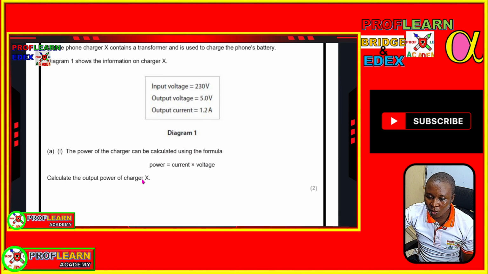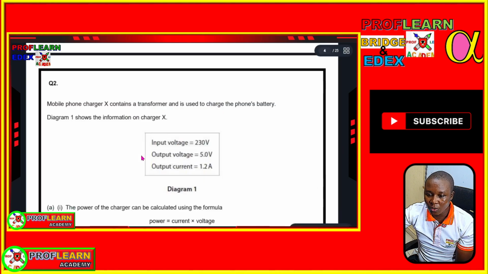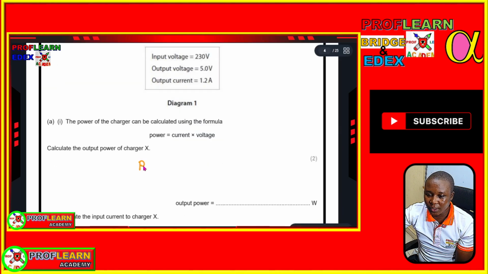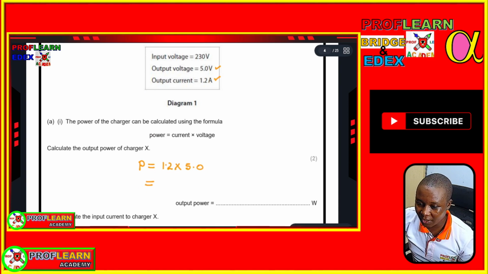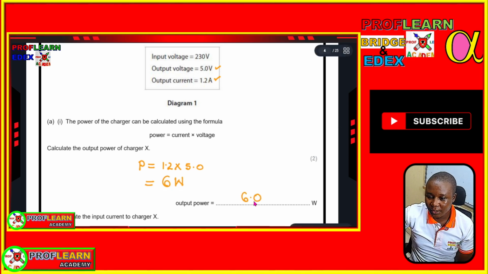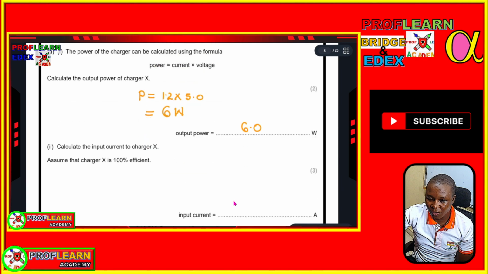We are supposed to work out the output power. So we need to understand that power is the current times voltage. In that case, power is current times voltage, and all that is given here. So this is going to be 6 watts. 6 watts as the final answer.